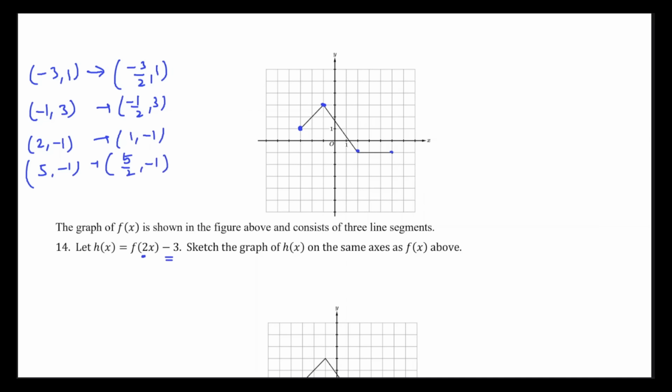And then when we go down by 3, every y coordinate should be subtracted by 3. So it will become negative 2. This will become negative 1 over 2 comma 0. This will become 1 comma negative 4. And this will become 5 over 2 comma negative 4. And we just need to graph these points carefully.